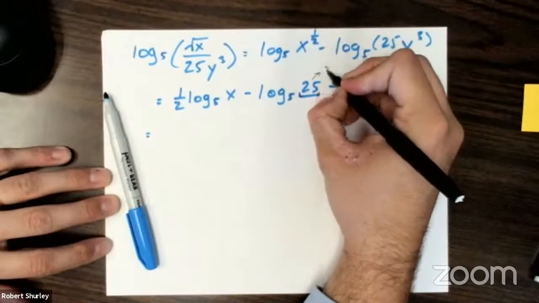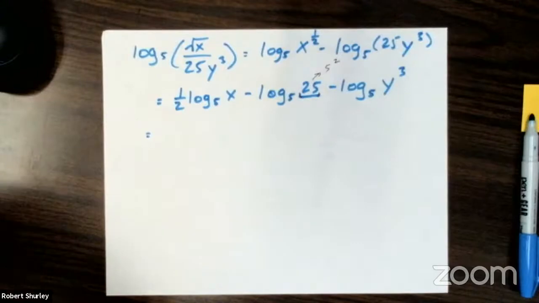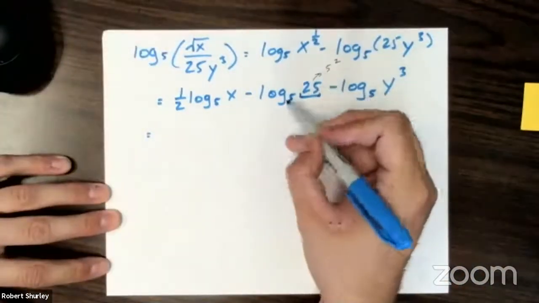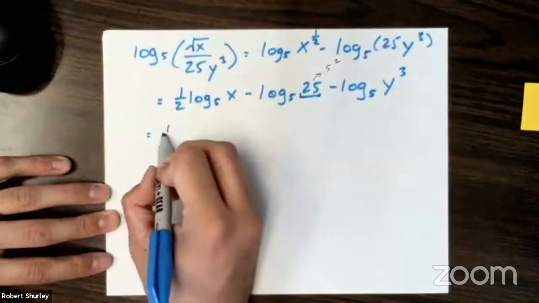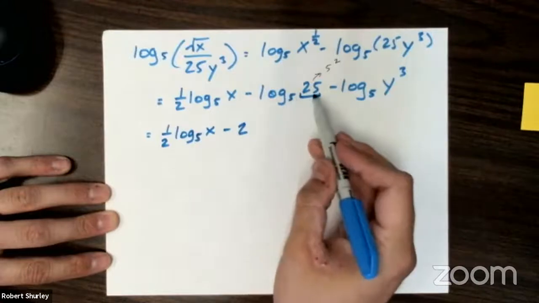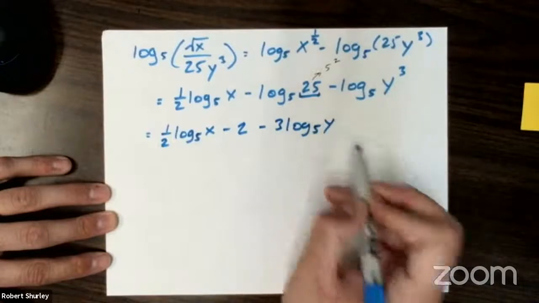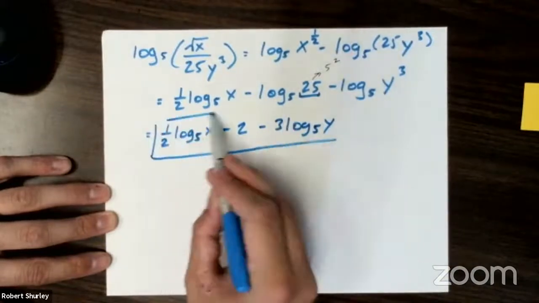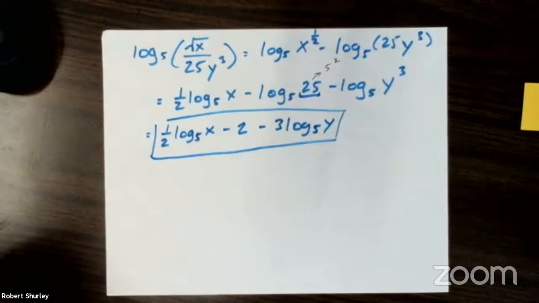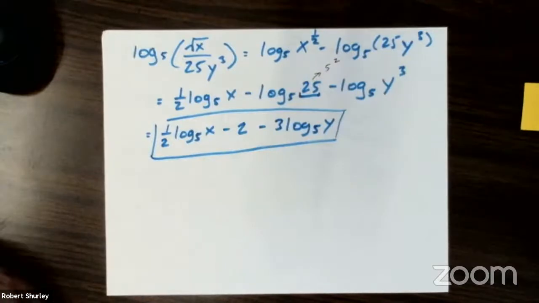25 is just 5 squared, right? So because of that, I can cancel the 5 and the 5 there in the logarithm. It's going to leave me with 2. So I get 1/2 log base 5 of x minus 2 for the second term. Minus, now I've got to bring the 3 out front. Log base 5 of y. Okay, a lot fewer steps because I did the minus sign and the simplification on the side there. Okay, any questions?